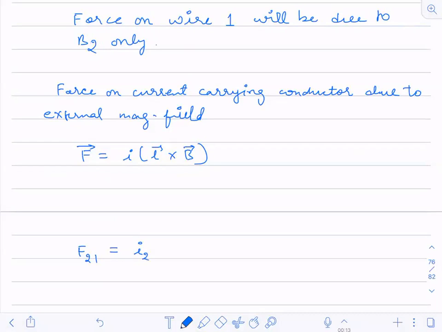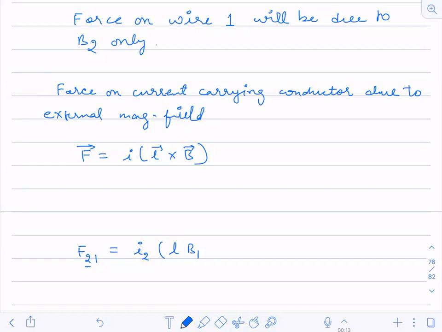Length will be given to you. So that length you will substitute. Then you will have a magnetic field. The magnetic field should be of the different wire. So if I'm calculating for 2, the magnetic field should be put for 1. So force on 2 due to 1 is given as I2 L into B1.